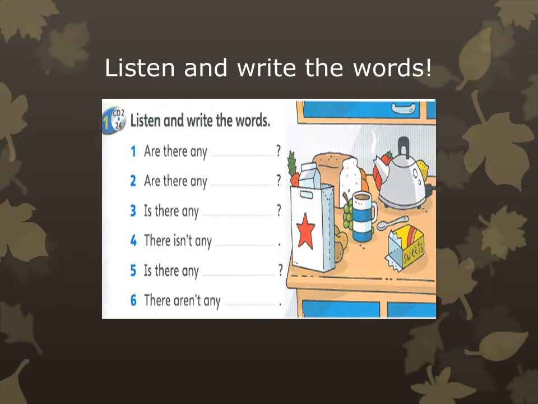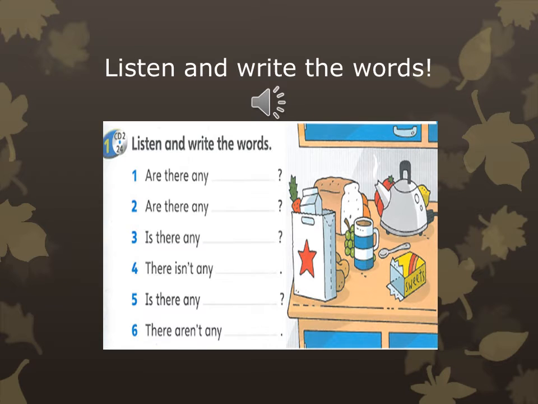As you can see here in the picture, there are 6 questions, and they have blanks, and I'm going to play the audio for you. You have to listen to the audio and fill in these blanks. The first one is are there any blank, and of course all of the questions are about the picture that you can see of the table with so many food items on it, right? And the second one is are there any blank, and then is there any blank, and then there isn't any, is there any, and there aren't any, right? So in the next slide I'm going to play the audio. Listen closely and then write down the answers in your notebook. Okay, let's begin.